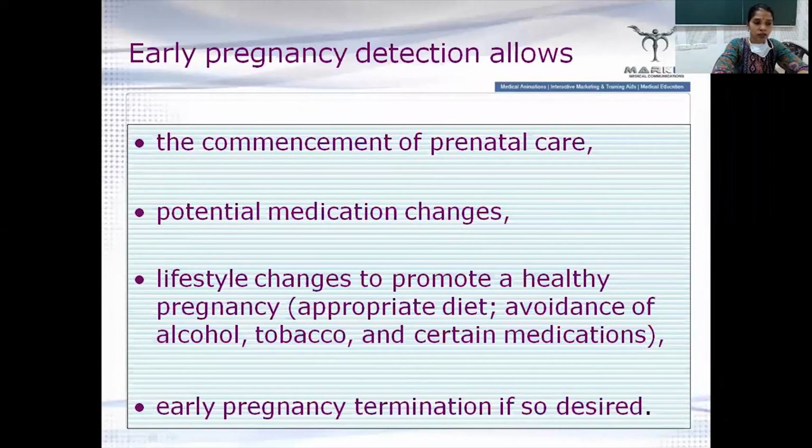And we advise lifestyle changes to promote a healthy pregnancy. That means appropriate diet, avoidance of alcohol, tobacco, and certain medications. Sometimes the pregnancy is not planned. In those cases, if they need, we can terminate the pregnancy. If it is detected early, it will be easy to terminate.